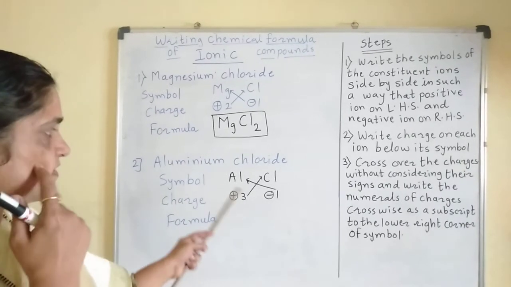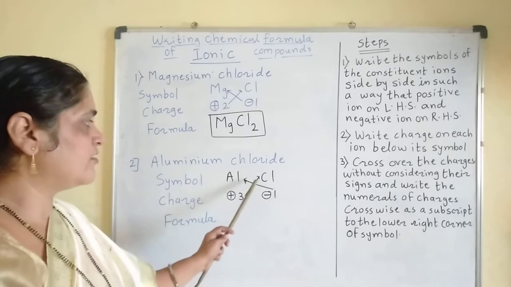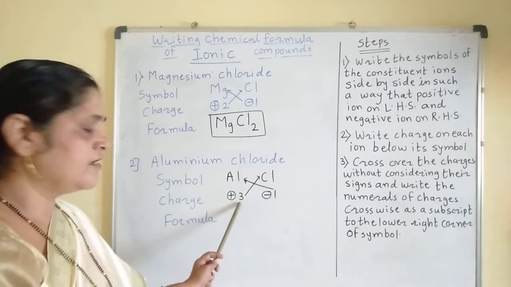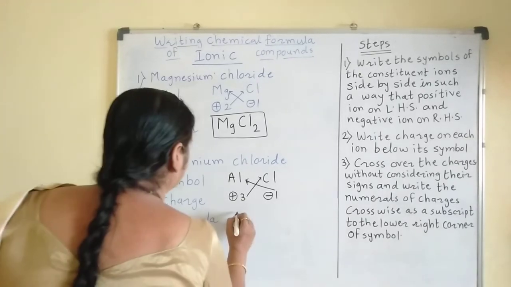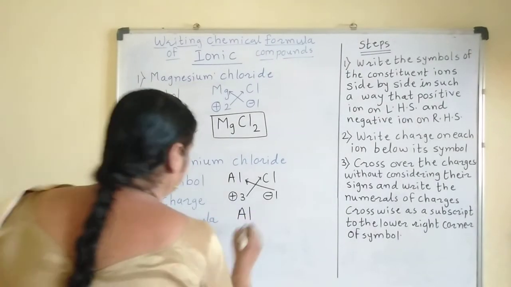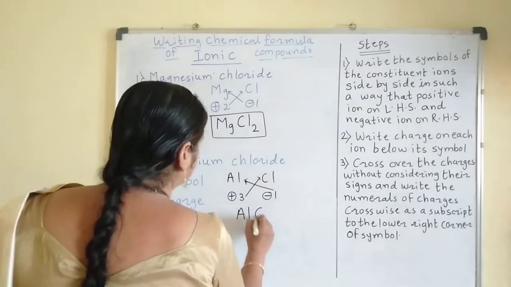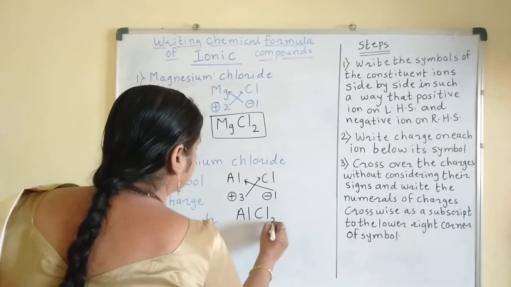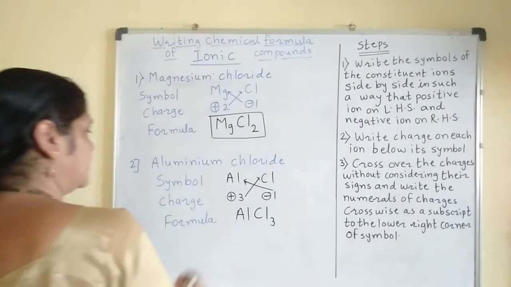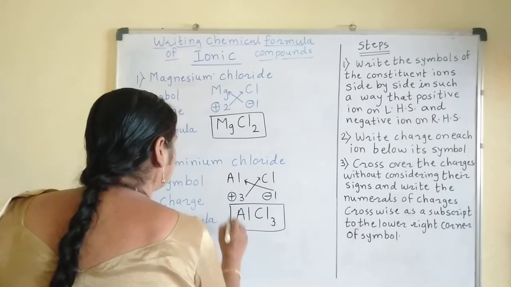So aluminium is multiplied with the 1, which is the charge on chlorine, and chlorine is multiplied with the 3, which is the charge on aluminium. So our formula will become Al multiplied by 1, so 1 we are not going to write, simply Al will be written, and Cl is multiplied with the 3, so we are going to write 3 as a subscript for chlorine, and the formula of aluminium chloride is AlCl3.